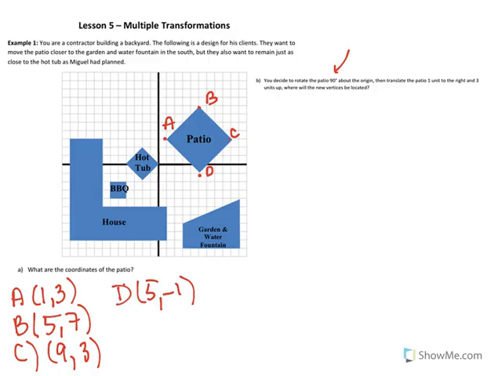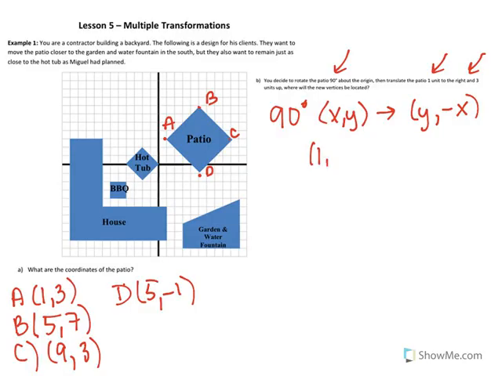Okay, so we're rotating 90 degrees, and then we're going to translate 1 right and 3 up. So let's do the first transformation first. So let's go do the 90 degree first. A 90 degree rotation goes from (x, y), and if you go back to our notes, it changes to be (y, -x). So we're going to do that to each of our points.